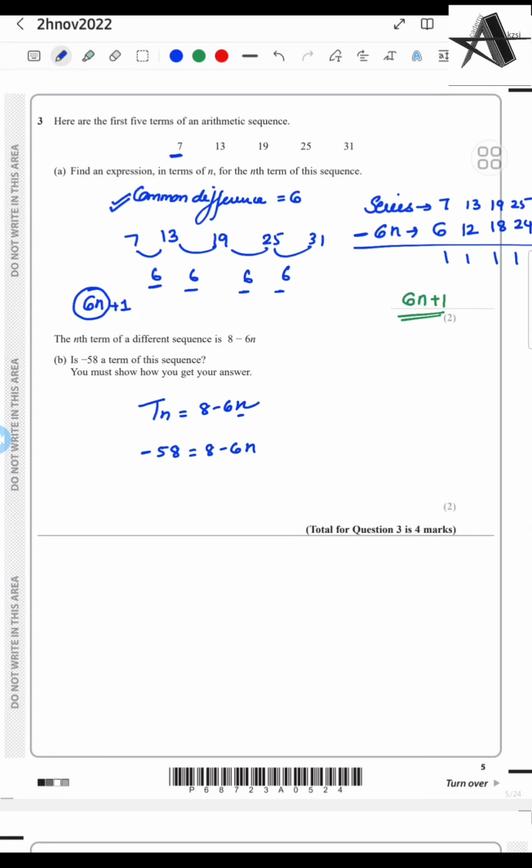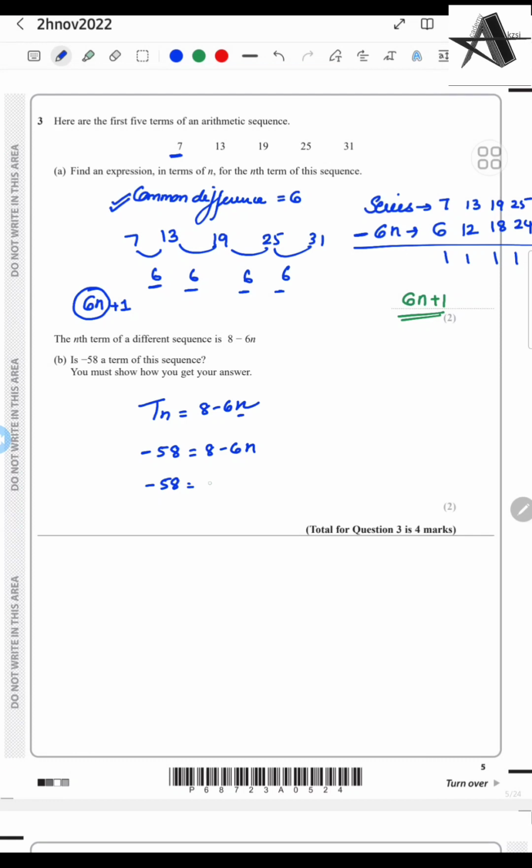I cannot say 1.5 is a term. We say first, second, third. Even in class I got first rank, second rank. I can never say that I got 3.5th rank, 6.7th rank. So n should be an integer. So on solving, if I get n as an integer, that means negative 58 is a term, else it's not.